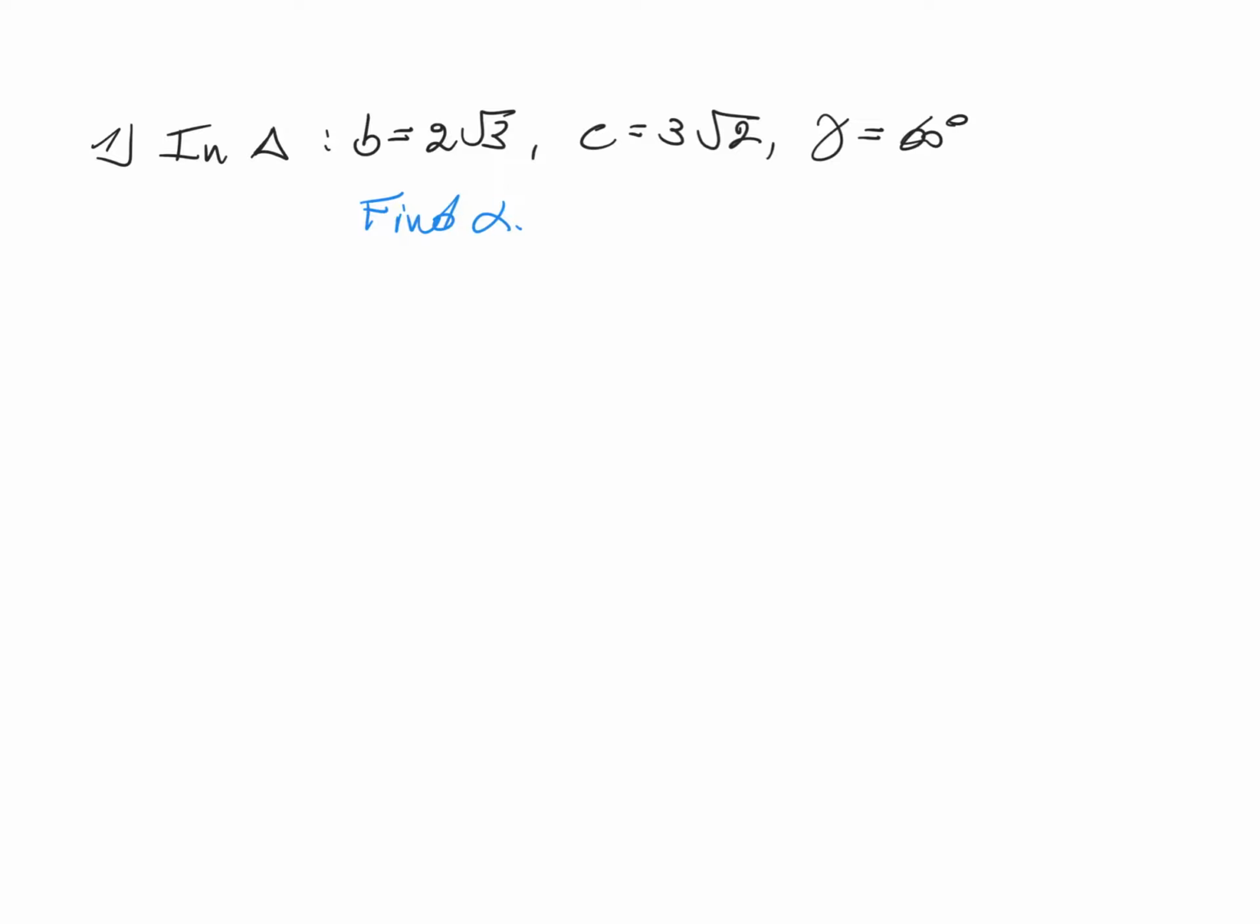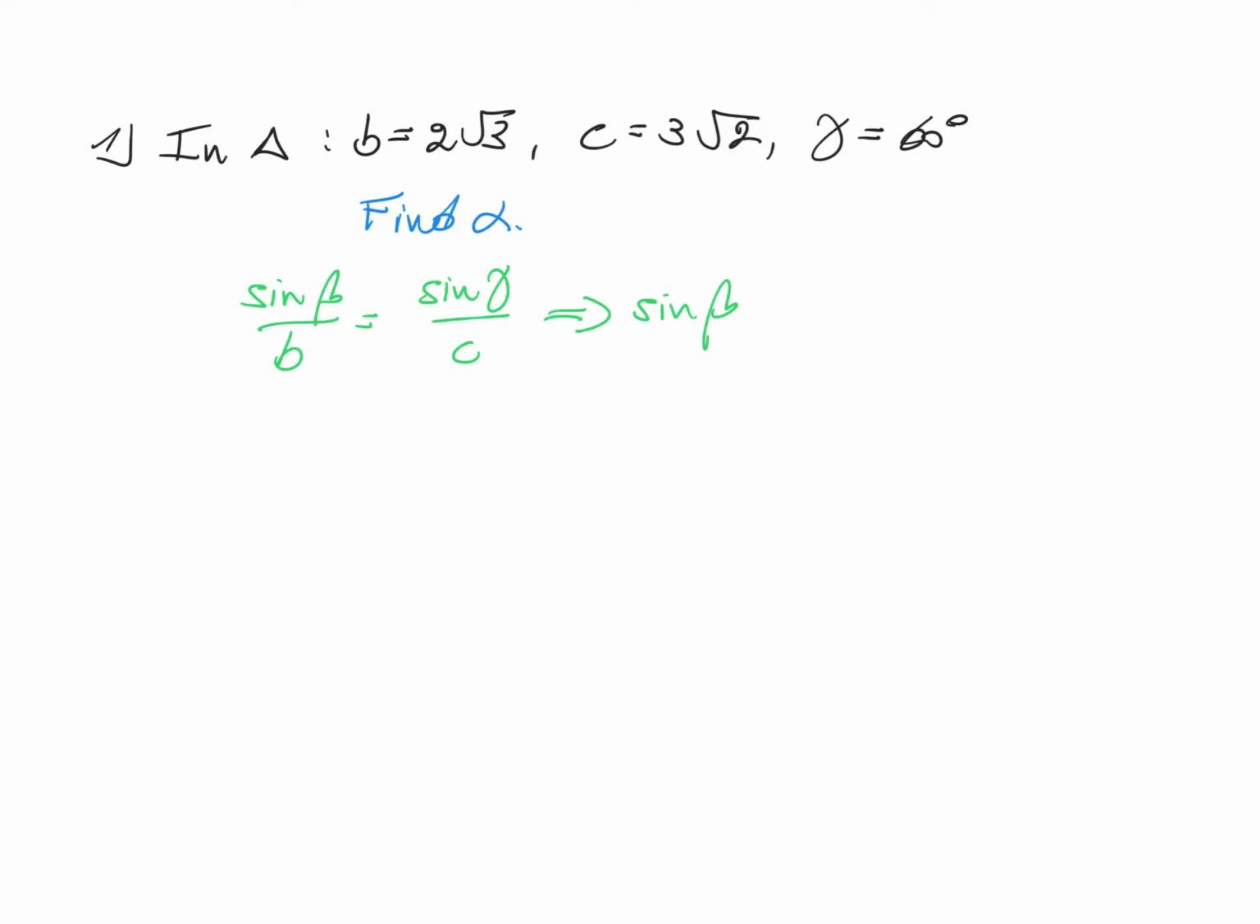What do we know in this problem? We know the side B, we know the side C, and we know the opposite angle of side C, the angle gamma. So what we will be using is the law of sines, because we know two sides and one angle. In this case, sine of beta over B is equal to sine of gamma over C. And with this, we can find the angle beta.